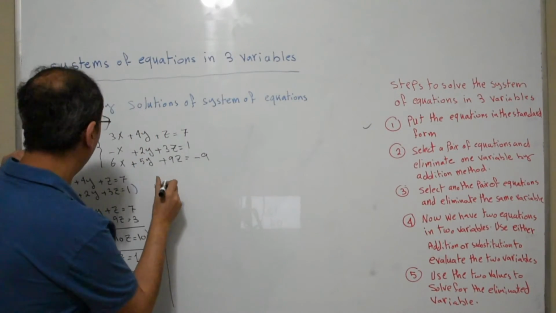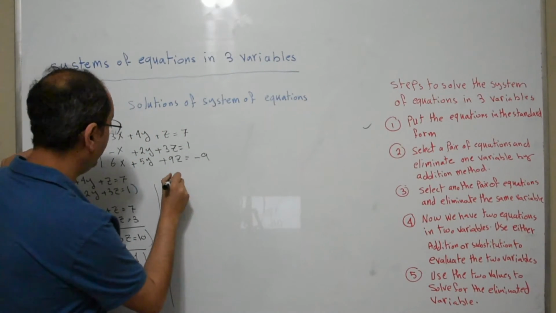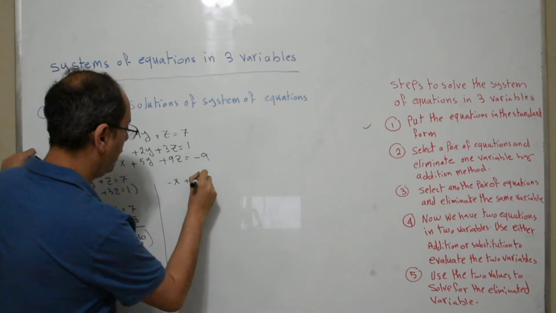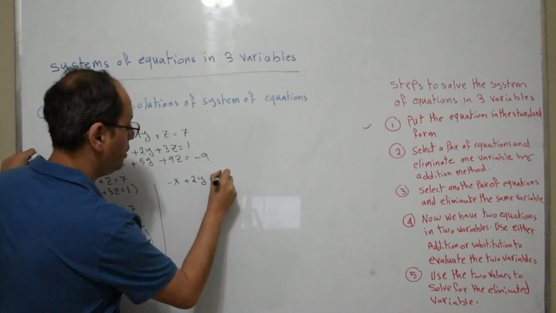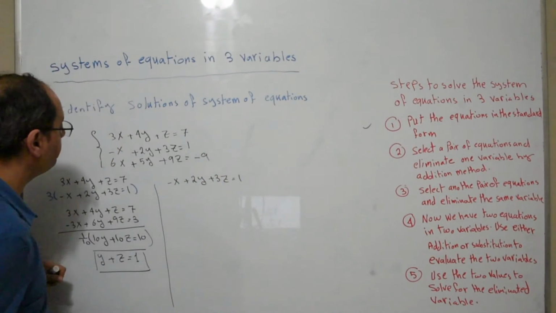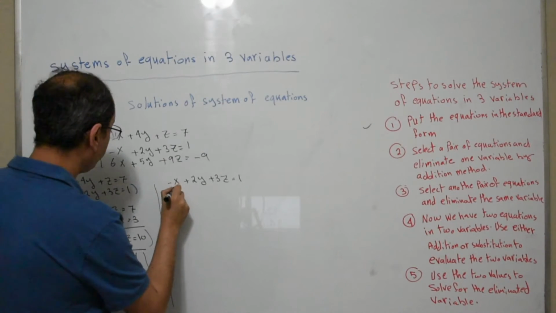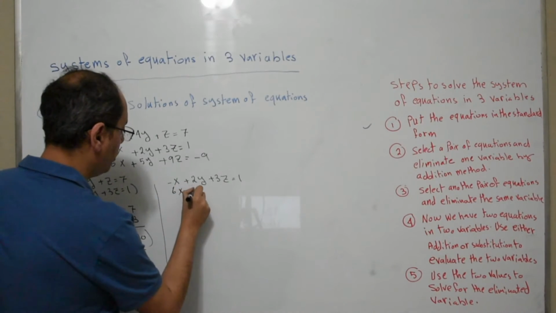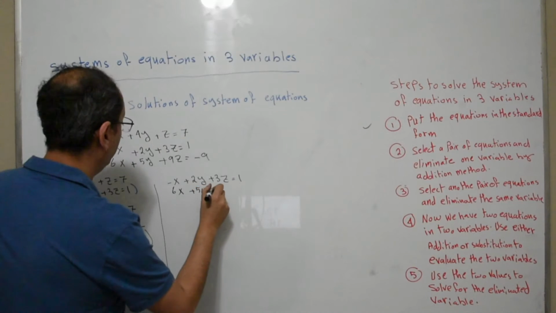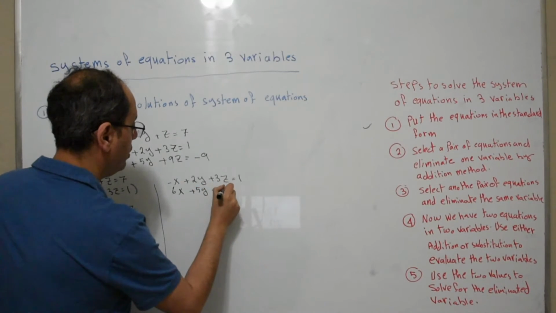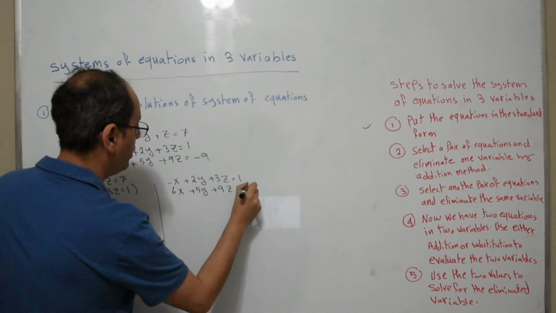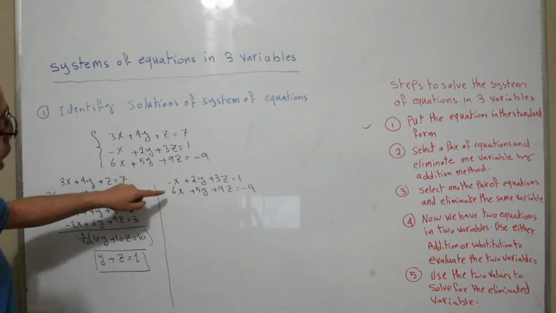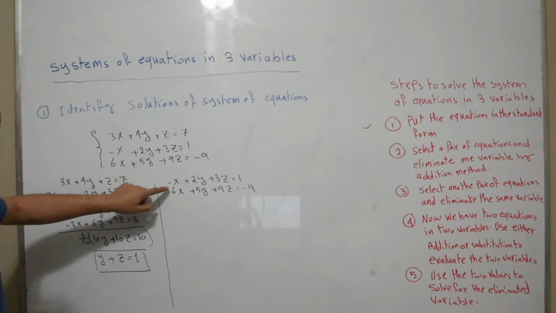So I have next negative x plus 2y plus 3z equals 1. And I have 6x plus 5y plus 9z equals negative 9. So do you see here why I chose x?